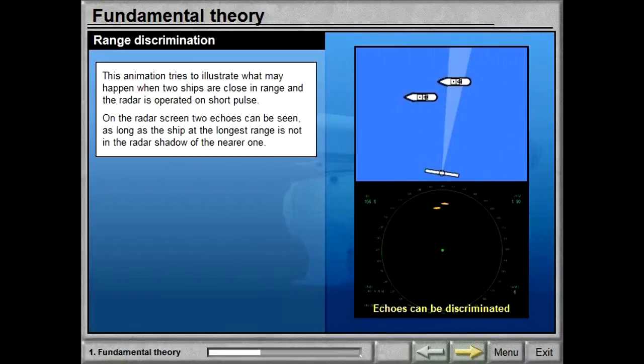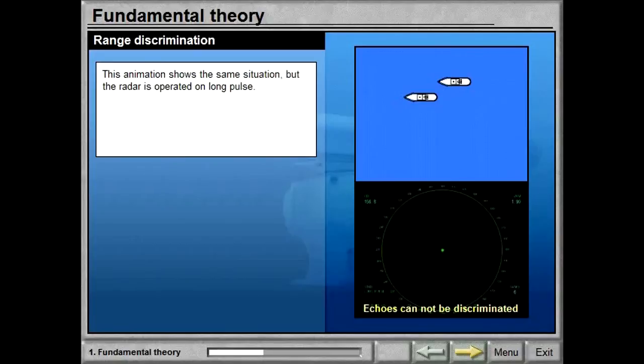On the radar screen, two echoes can be seen, as long as the ship at the longest range is not in the radar shadow of the nearer one. This animation shows the same situation, but the radar is operated on long pulse. On the radar screen, only one echo is visible.